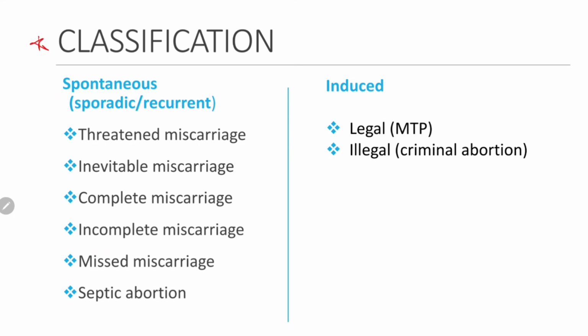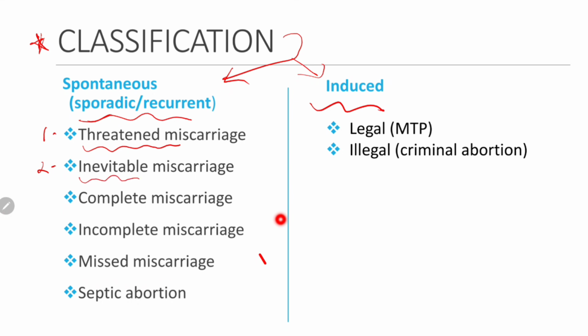Now, how are we going to classify abortion? Abortion can be mainly two types: either spontaneous, which occurs sporadically or recurrently, or induced, which is induced externally. Spontaneous abortion includes threatened miscarriage, inevitable miscarriage, complete miscarriage, incomplete miscarriage, missed miscarriage or septic abortion.